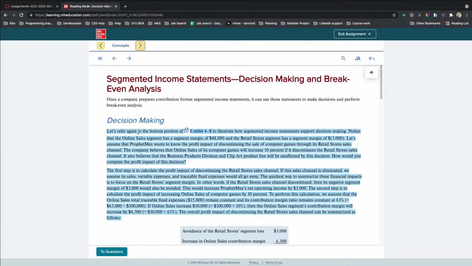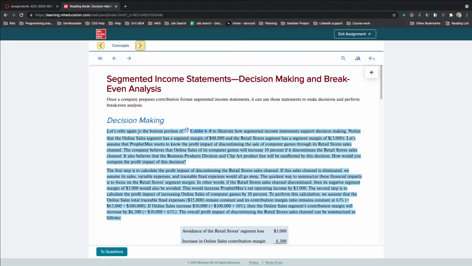Let's refer again to the bottom portion of Exhibit 6-8 to illustrate how segmented income statements support decision making. Notice that the online sales segment has a segment margin of 48,000 and that the retail stores segment has a segment margin of 3,000. Let's assume that Profit Max wants to know the profit impact of discontinuing the sale of computer games through its retail sales channel.